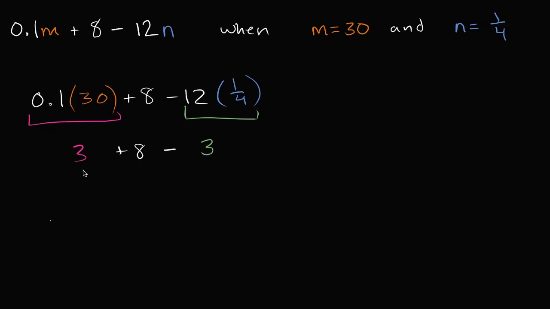And now when we evaluate this, we have a 3 plus 8 minus 3. Well, you have a positive 3, and then you're going to subtract 3, and you're just going to be left with an 8. And you're done. This expression, when m is equal to 30 and n is equal to 1/4, is equal to 8.